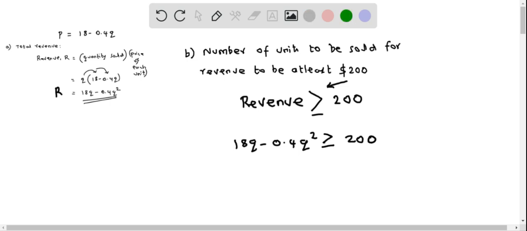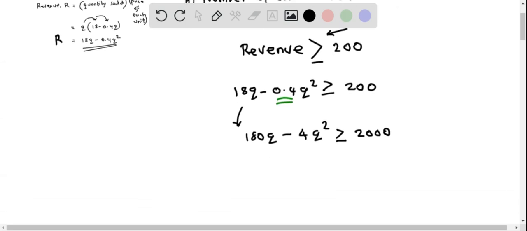We see that we have a decimal quantity here. So I'm going to remove the decimal quantity by multiplying the complete equation by 10. So on both sides, I multiply by 10, which means each term on both sides will be multiplied by 10. So 18 times 10 is 180, and this becomes 180Q. And minus 0.4 times 10 is 4. So this becomes 4Q squared greater than or equal to 200 times 10, which is 2000.